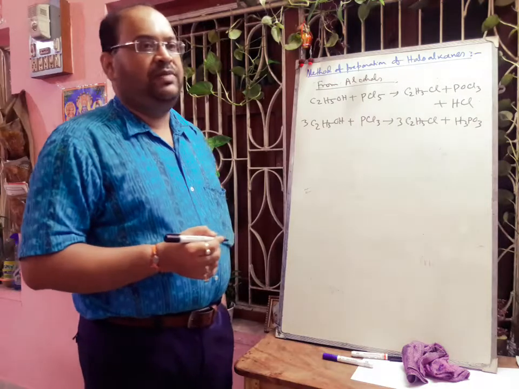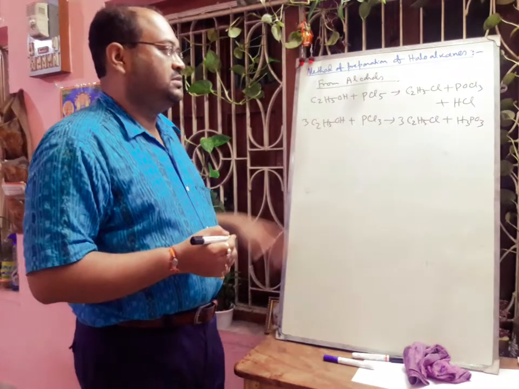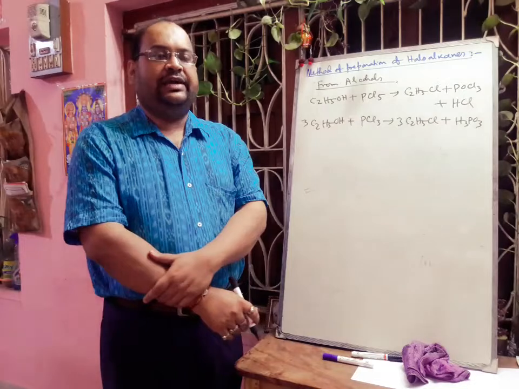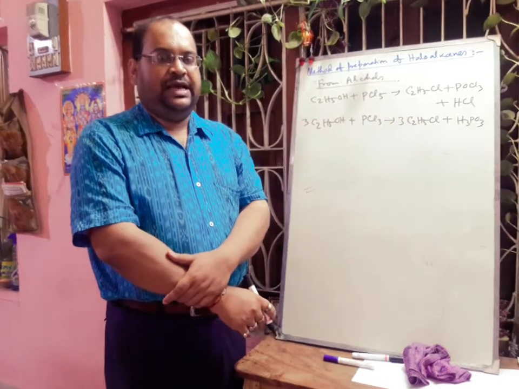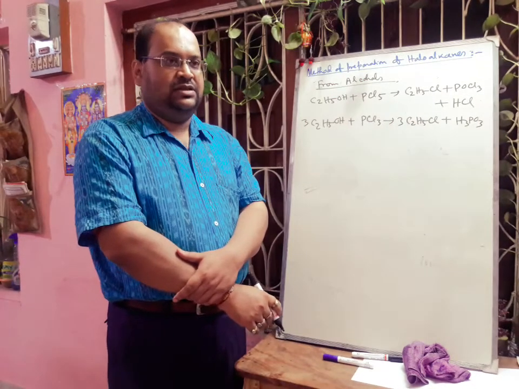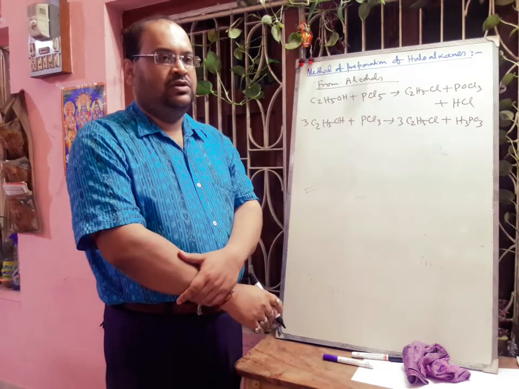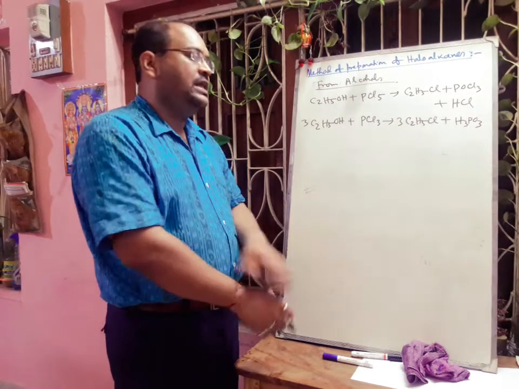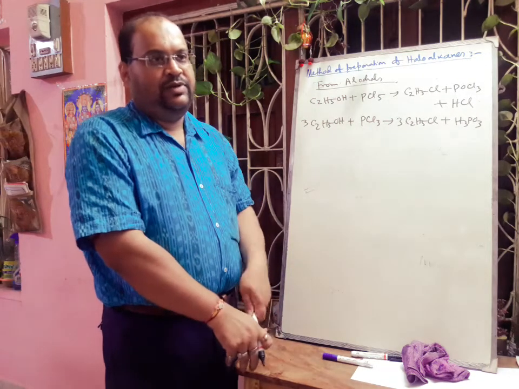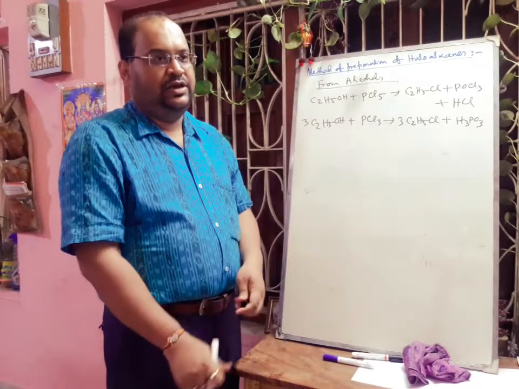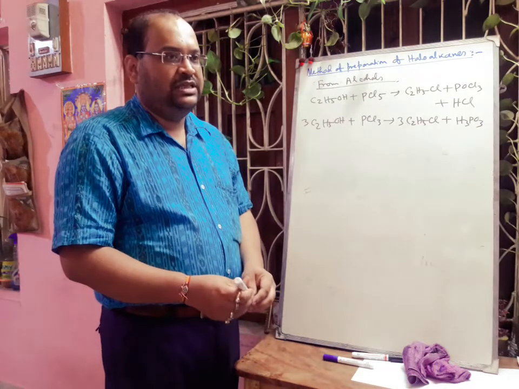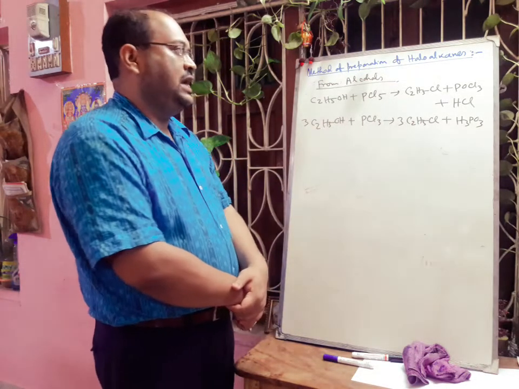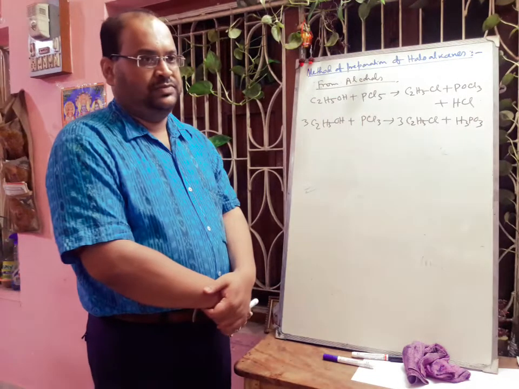Now if you want to prepare bromoethane instead of chloroethane, we can take PBr3. PBr3 is very unstable, so we have to prepare it in situ. That means we have to use red phosphorus and bromine. If we want to prepare ethyl iodide, then we have to take red phosphorus and iodine. In this way, by using this method, we can prepare the corresponding halides from alcohols.